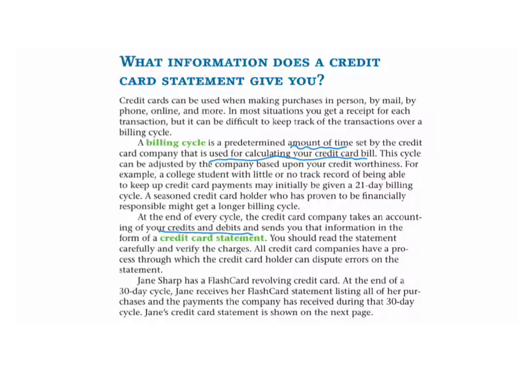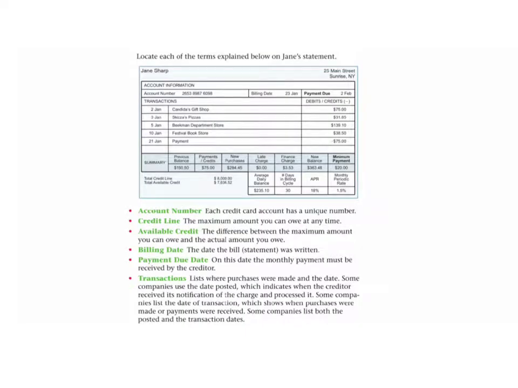Jane Sharp has a Flash Card revolving credit card. At the end of a 30-day cycle, Jane receives her Flash Card statement listing all of her purchases and payments the company has received during the 30-day cycle. Jane's credit card statement is shown on the next page. Here we go. It wants us to locate these terms. So the account number would be right here. The credit line is going to be right there. Available credit is going to be right below that.